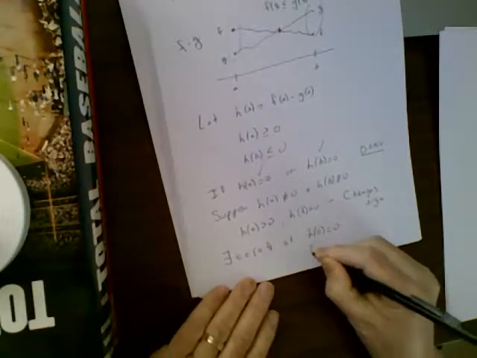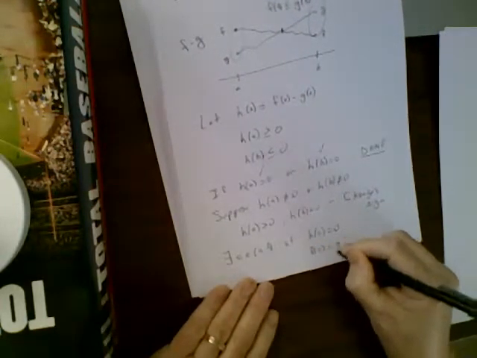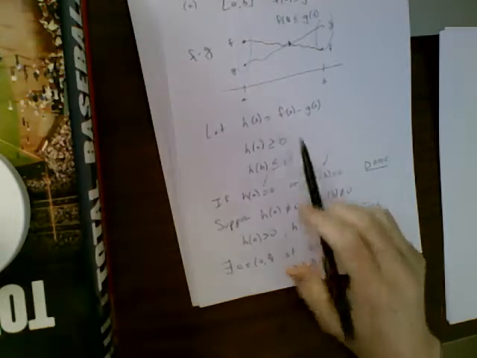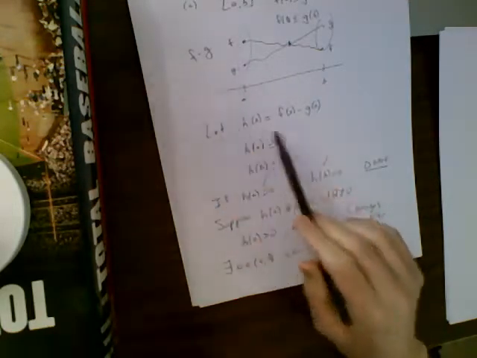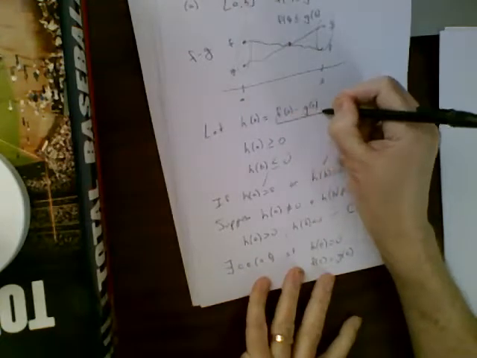But that's the same as saying that f and g are equal at c. Okay, so here's the point. If you want to show that f and g are equal at some point, look at the function f minus g, and that's the same as showing that that function at some point is equal to 0.